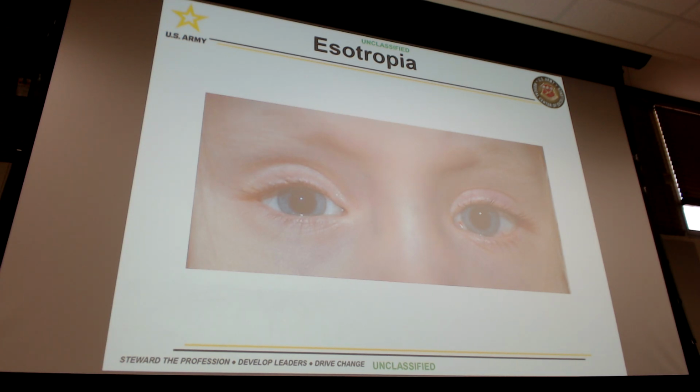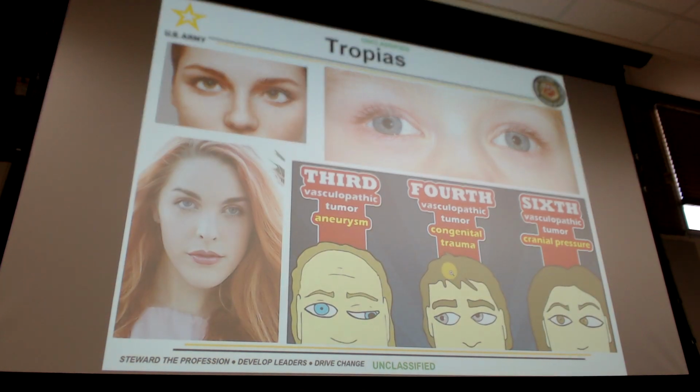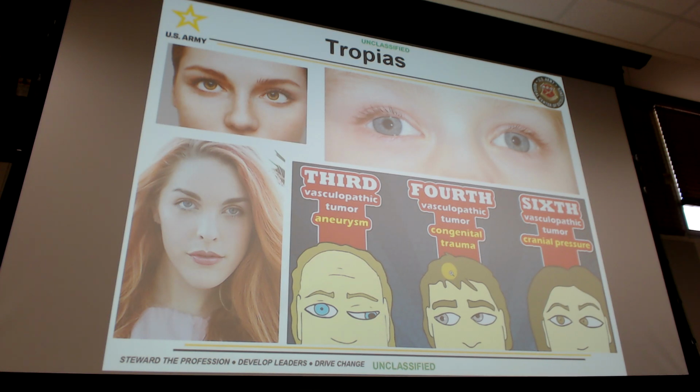This kid has esotropia, allegedly. Looks like maybe a little bit of a vertical deviation as well. I would say that this patient's left eye is turned in just a wee bit there. Maybe also down just a little bit. There are more pictures of tropias. And again, tropia is a strabismus.